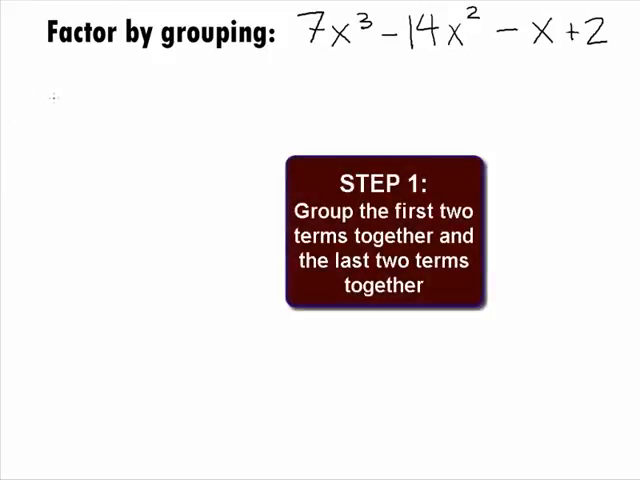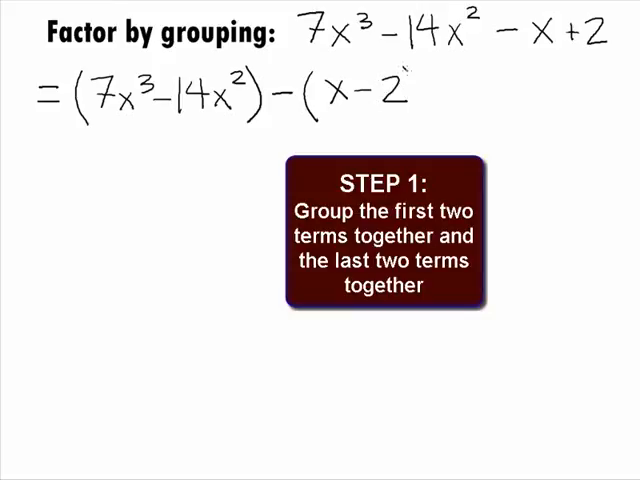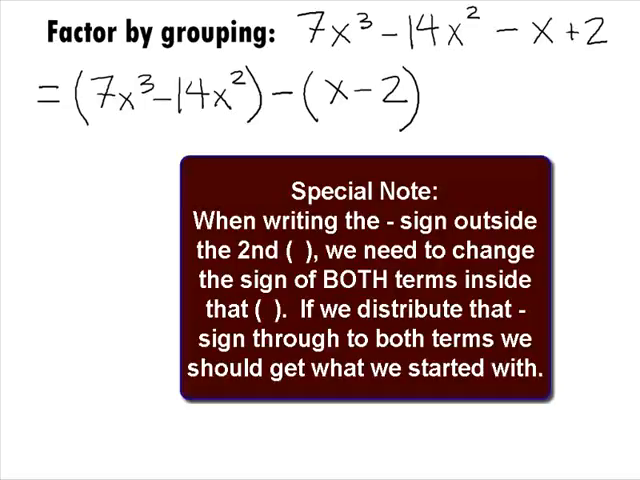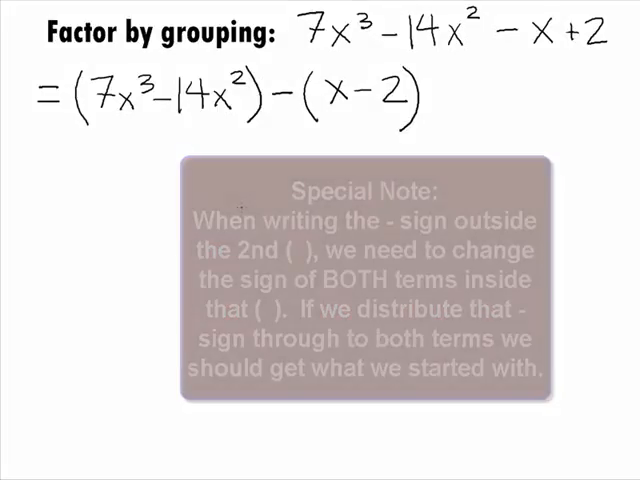In step 1, we need to group together the first two terms and then the last two terms. When we do that, our first parentheses will have 7x cubed minus 14x squared. Then we'll have minus, and our second parentheses will have x minus 2. Note that you need to be careful when you write the minus sign outside of the second parentheses that you need to change the signs of all terms that are part of that group. You should be able to distribute that negative and get what you started with.